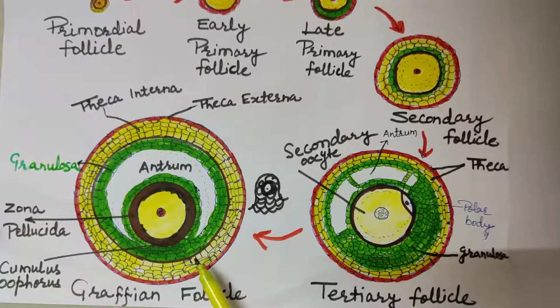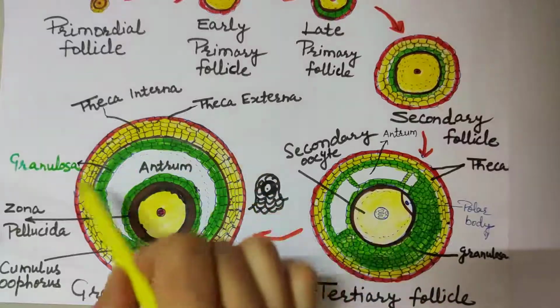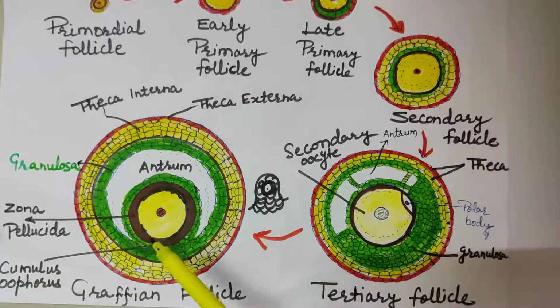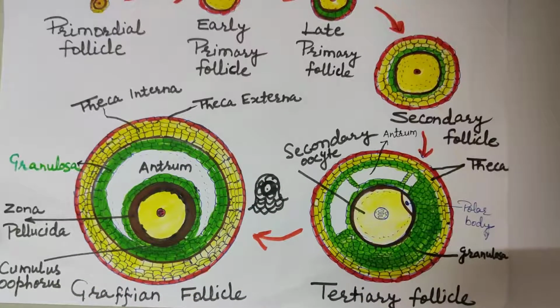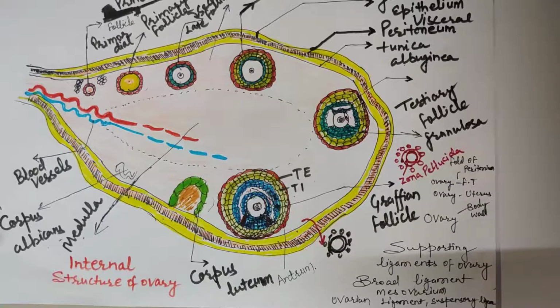Now, what happens after release? When this secondary oocyte is released, what is this ruptured Graafian follicle going to form? It's going to form corpus luteum. Because of rupturing of Graafian follicle, the ruptured part forms a structure which is called corpus luteum. What is the function of corpus luteum? It secretes the female sex hormone progesterone.